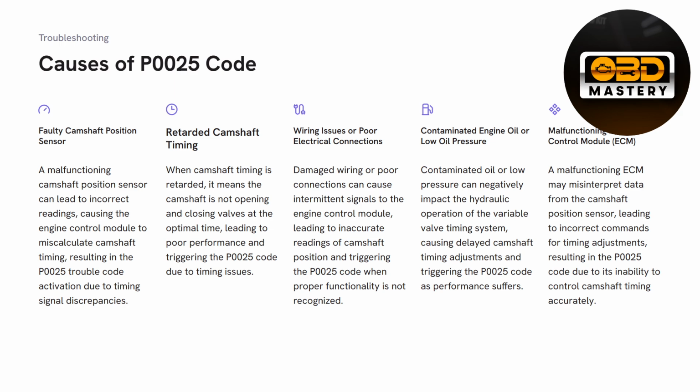Contaminated engine oil, just check the viscosity of the oil, make sure it's not milky or anything. Usually if it is milky, there is some form of substance or liquid inside of the engine oil. Wiring and poor connections, just use a multimeter, make sure that there's no exposed wires, because those do make a pretty good difference.